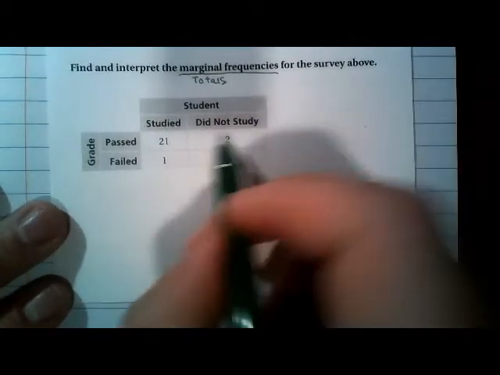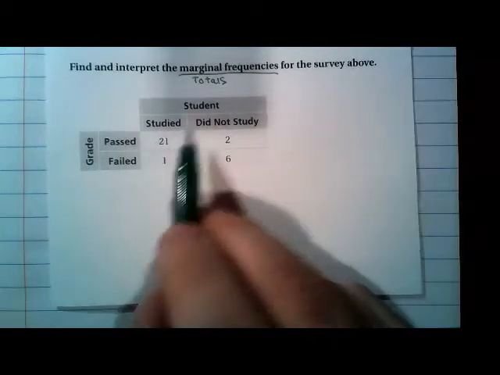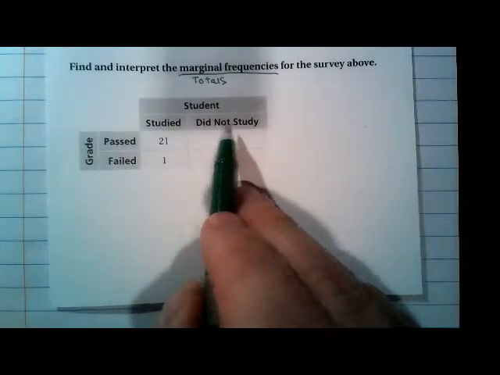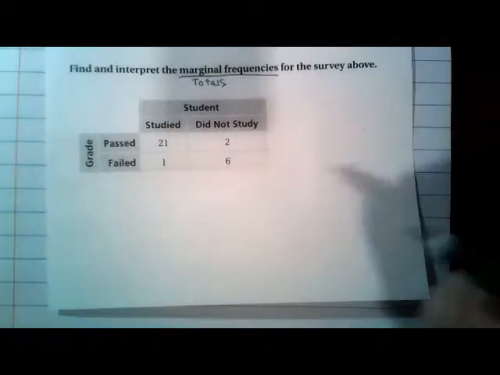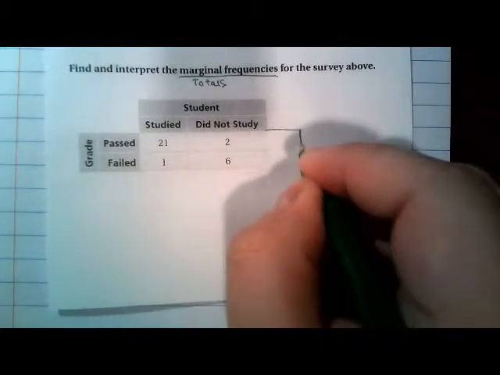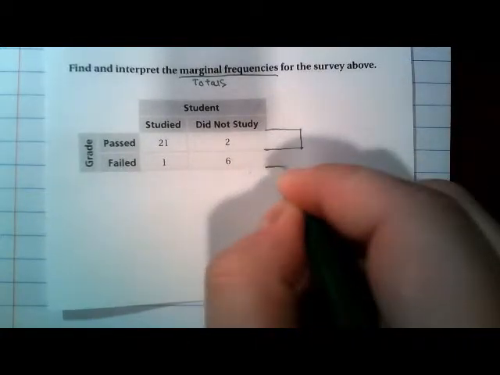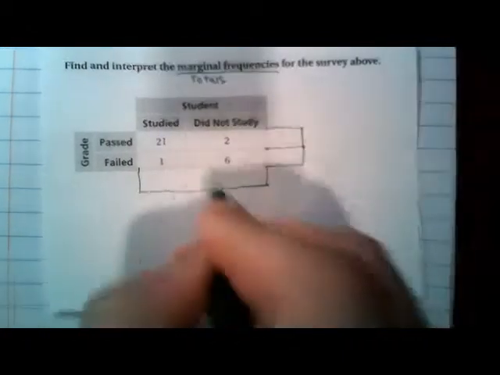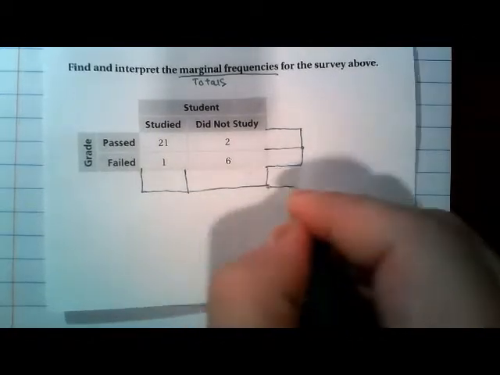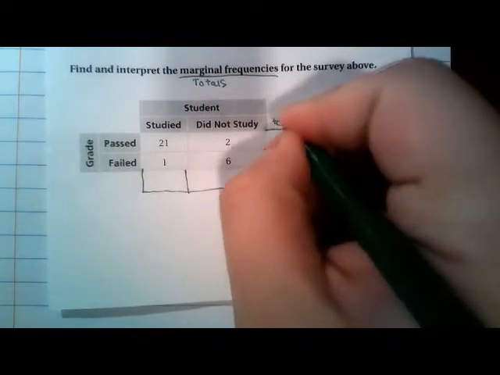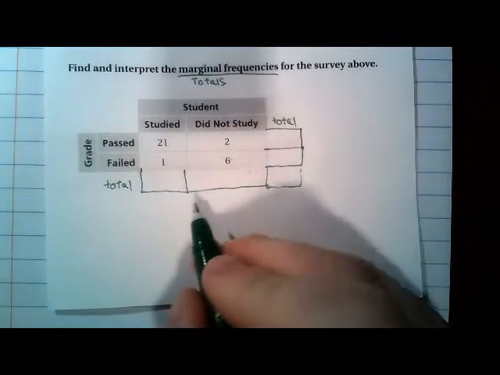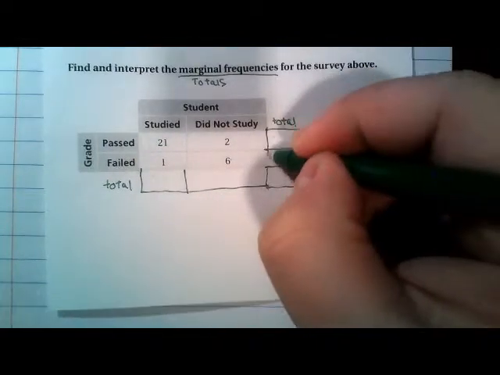So what we're going to do is we have this situation here of students that studied and did not study, and whether they passed or they failed. Now, given that situation, how can I find the totals? Well, I'm going to add in some boxes here because they don't leave me any. And this is where I'm going to write my totals. So let me start writing them in.